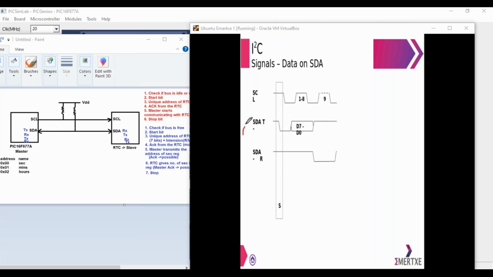So let me note it down. First SDA line is with respect to the master, second SDA line is with respect to the slave. First SDA line is with respect to the master and second SDA line is with respect to the slave.